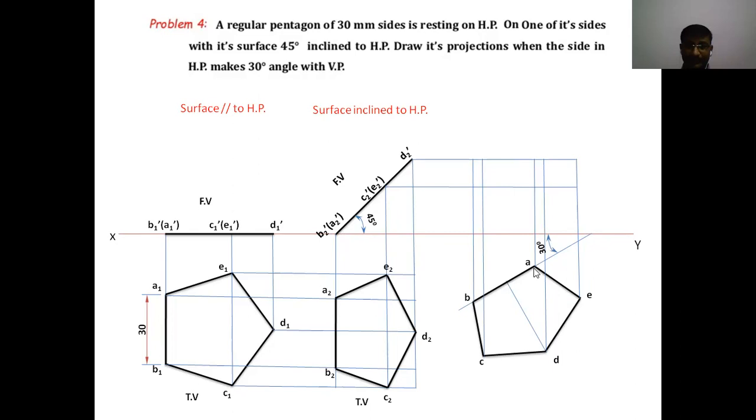That is, the projector coming from A will be intersecting the projector coming from A2 dash. That intersection point is located as A dash. This point is A dash. Like that, the line drawn from B and the line from B2 dash will be intersecting somewhere else. That intersection point is located as B dash. Top view is without dashes and front view is with dashes.